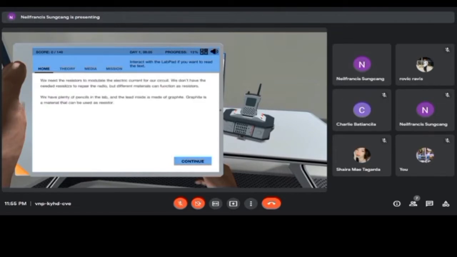We need the resistors to modulate the electric current for our circuit. We don't have the needed resistors to repair the radio, but different materials can function as resistors. We have plenty of pencils in the lab, and the lead inside is made of graphite. Graphite is a material that can be used as resistor.